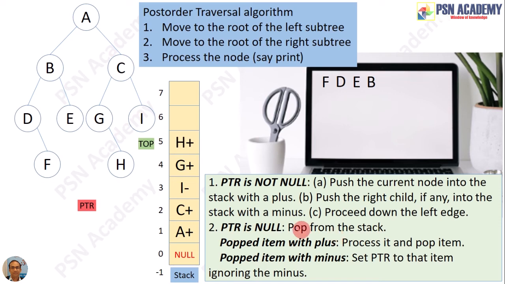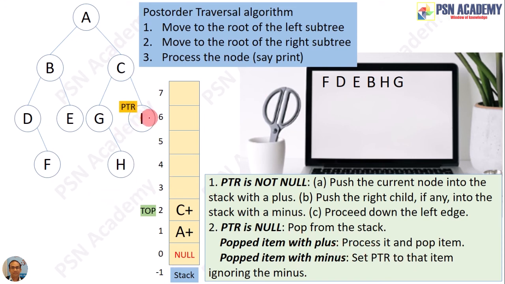Pop from the stack. H plus will come out and will be processed. And again popping will be done. That time G plus will be popped. It will be processed and again popping will be done. This time I minus comes out. So we move to this rule, set PTR to that item. That means PTR will be set to I now.